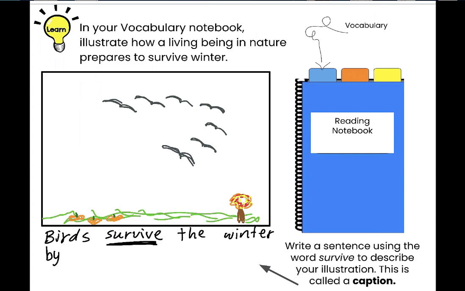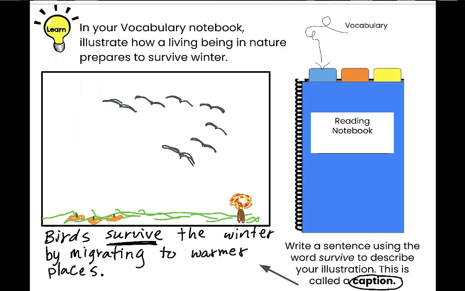by, let's use that word that we learned in How Do You Know It's Fall. It starts with an M. Migrating. Birds survive the winter by migrating to warmer places. Okay, so there is what I already said is called a caption. So my words underneath the picture describing what the picture is called a caption, and that is a type of text feature.